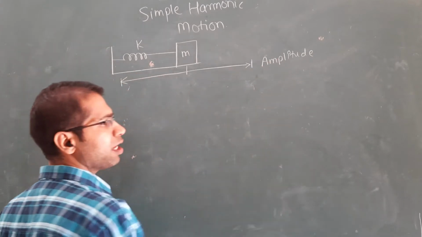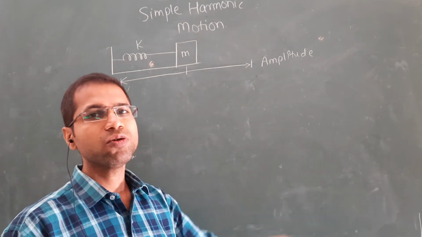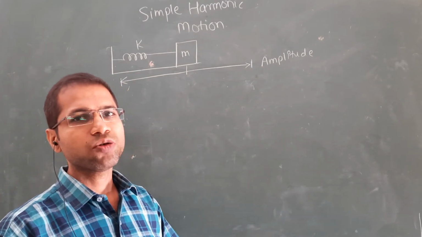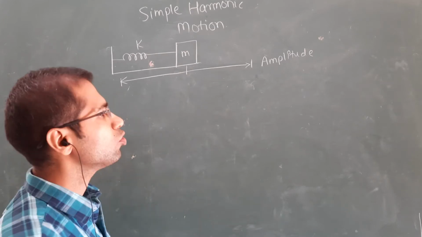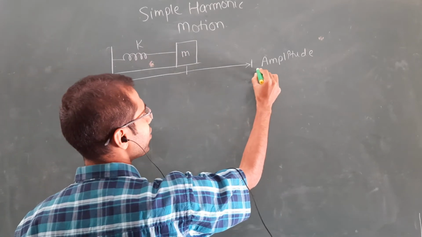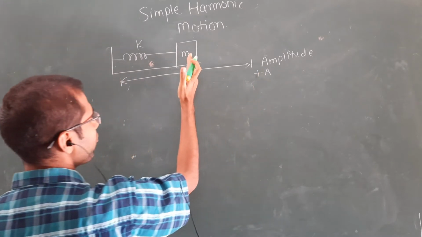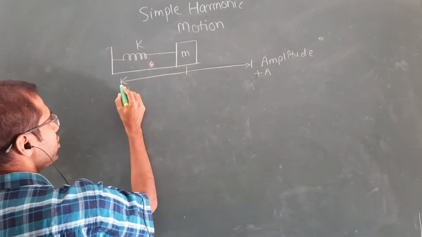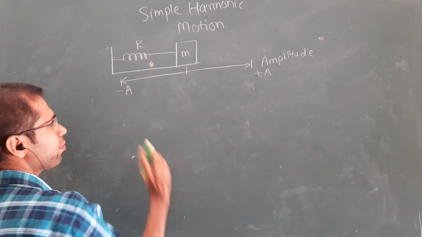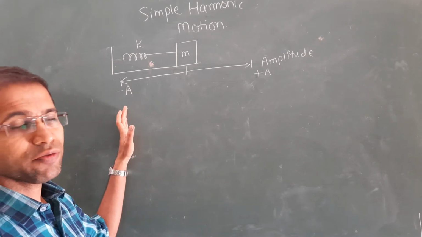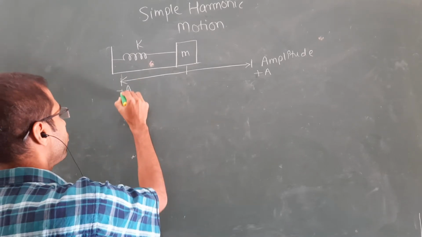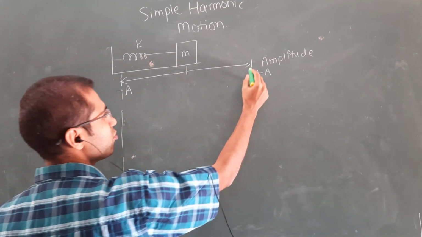So on the right side, this is the displacement. We know displacement is a vector quantity, so we have to consider the proper signs also. So here amplitude I say plus a. Similarly, from the mean position we are going leftwards, so the amplitude which is coming I can say minus a, because it is a vector quantity. So many concepts will come from this.